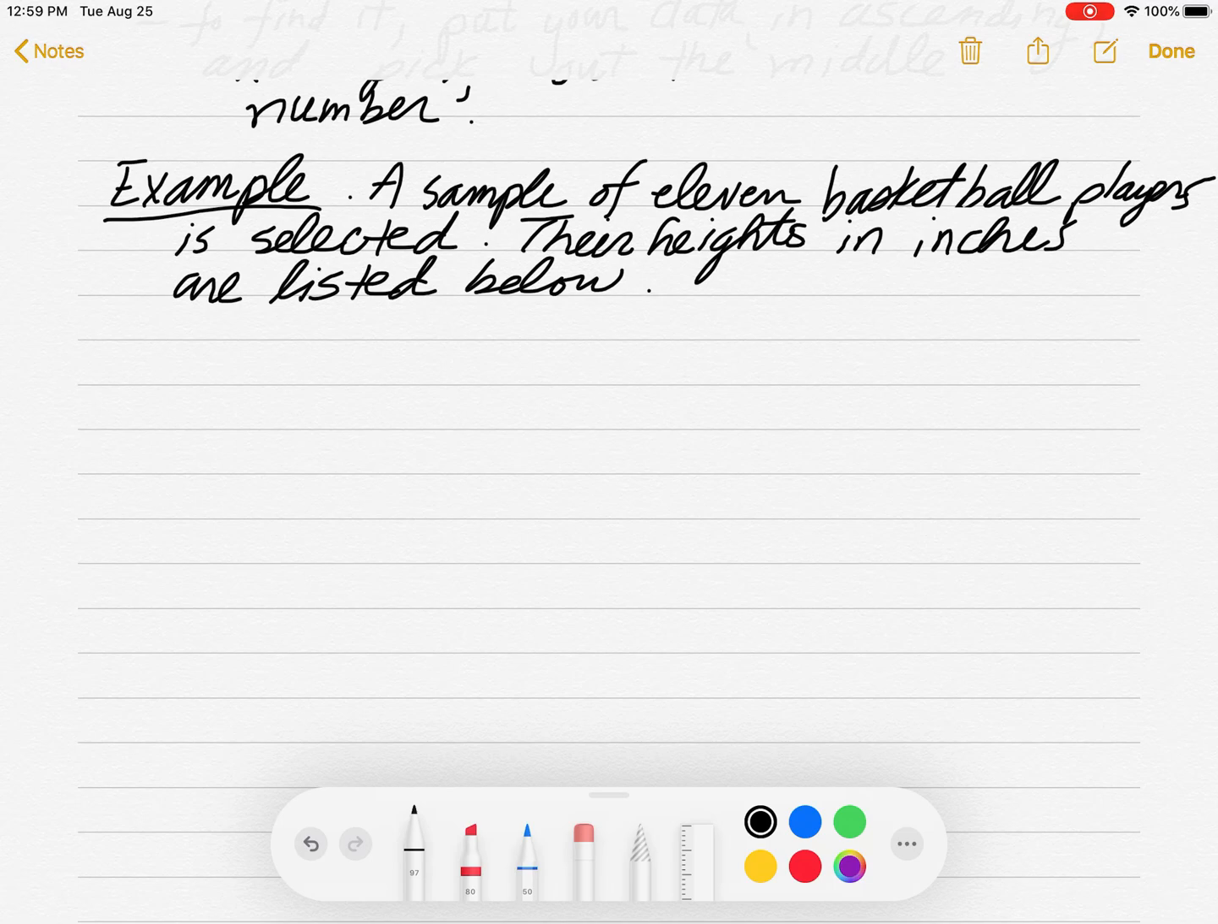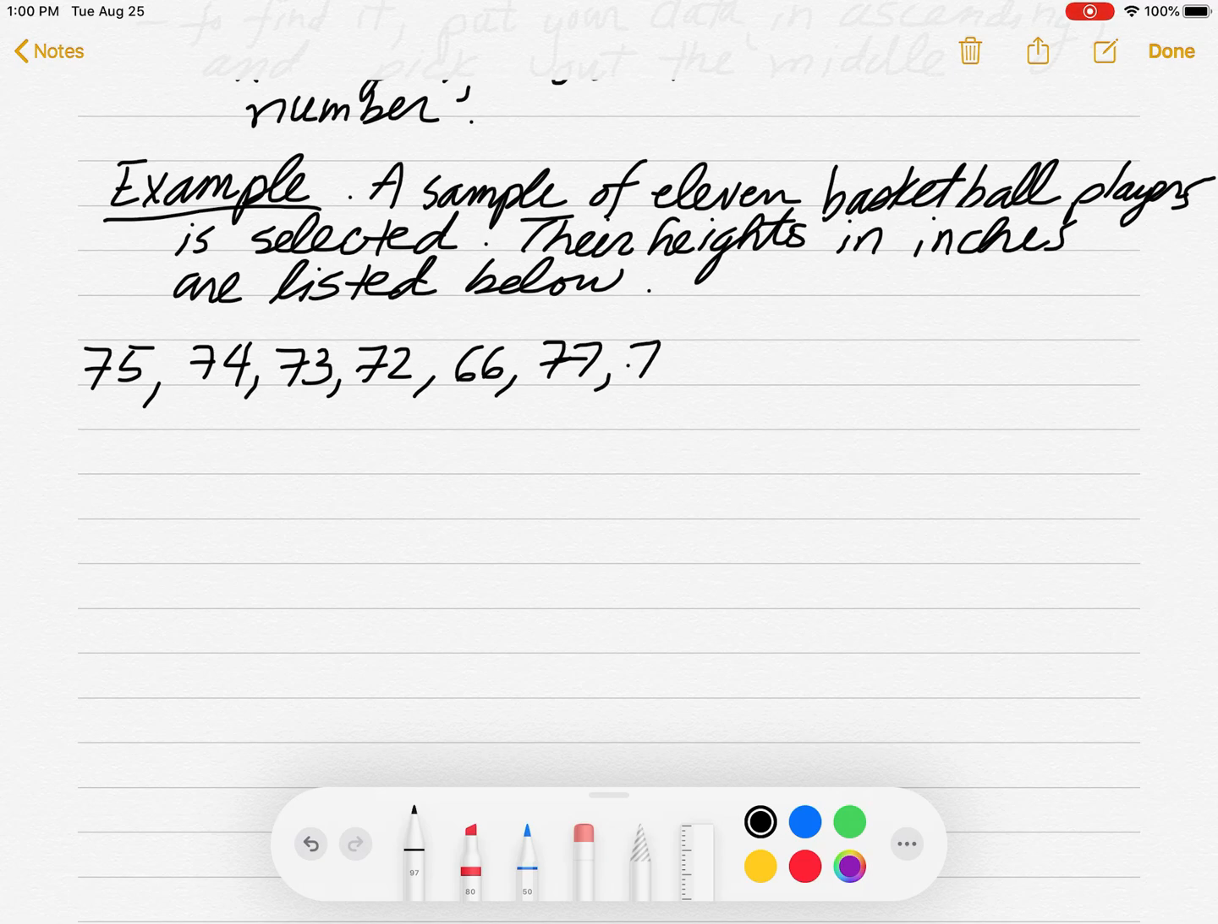Okay, here we go. 75, 74, 73, 72, 66, 77, 76, 78, 76, 80, and 76. Okay, so those are the heights of 11 basketball players.